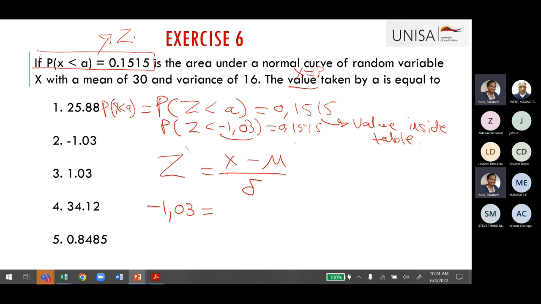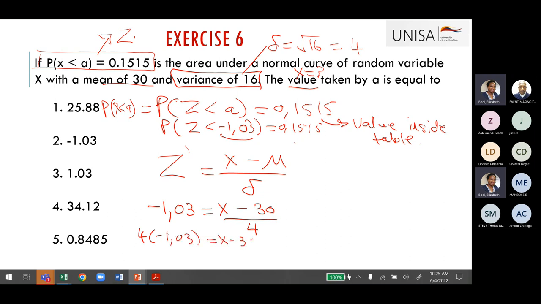1.03, which equals X, what we are looking for, minus the mean. They told us that the mean is 30. They also gave us the variance. How do we find the standard deviation? The standard deviation is the square root of the variance, and the variance is 16. Therefore, the standard deviation is 4. And we use math. Multiply, because it's dividing, so we can multiply: 4 times minus 1.03 is equal to X minus 30.